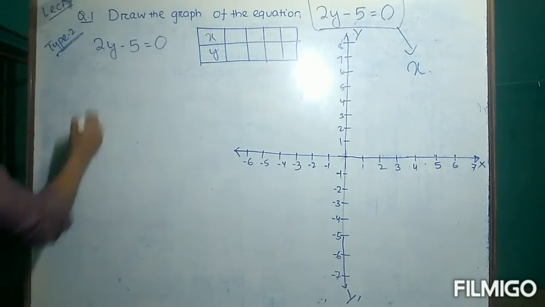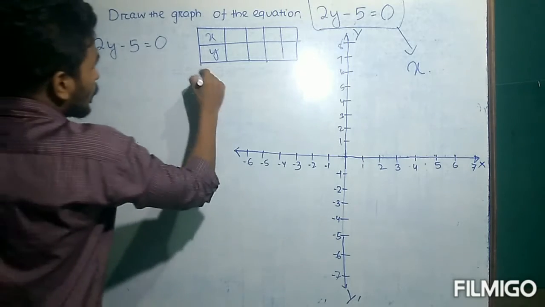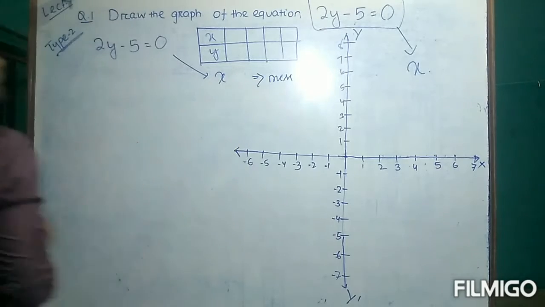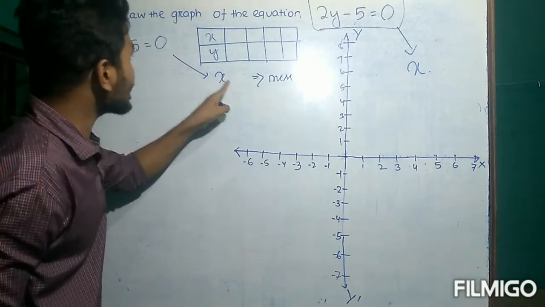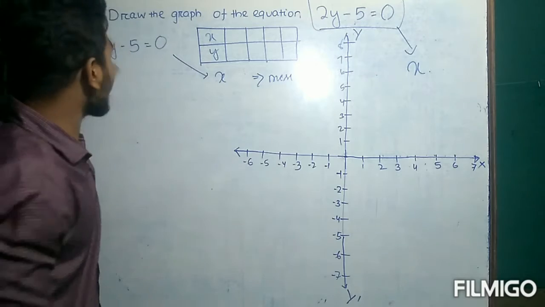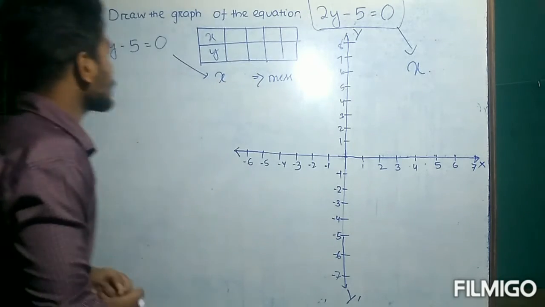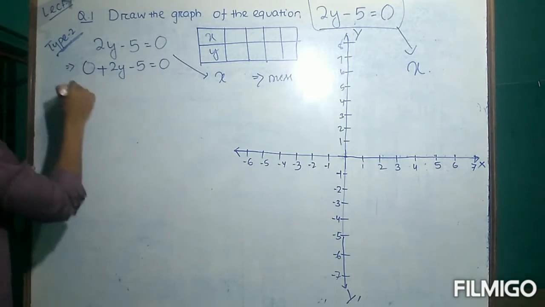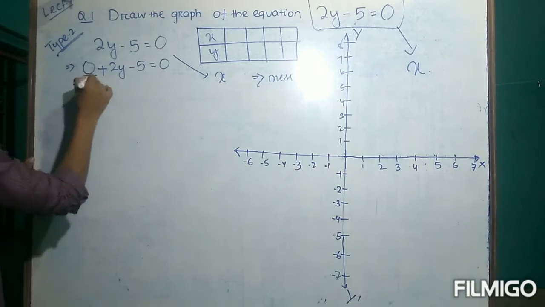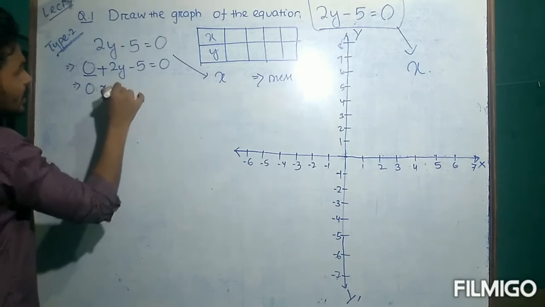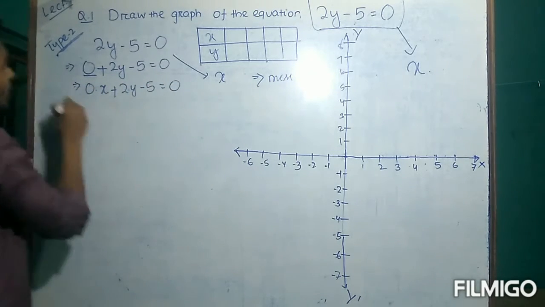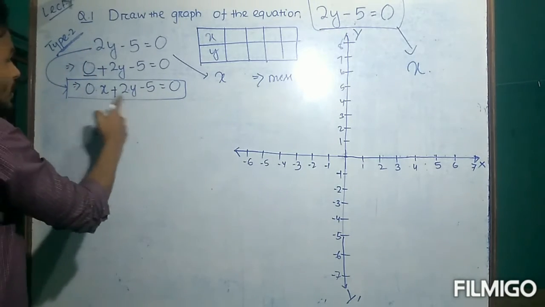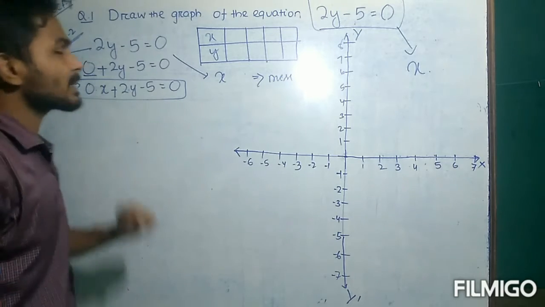So let's do it. Our equation is 2y - 5 = 0. Which variable is missing here? The x variable is missing. Now we have to introduce x in the original equation without changing its value. So you can write it as 0 + 2y - 5 = 0. Next, you can write 0 as 0·x + 2y - 5 = 0. Hence, this linear equation in one variable has been converted into a linear equation in 2 variables, as it contains both the variables x and y.